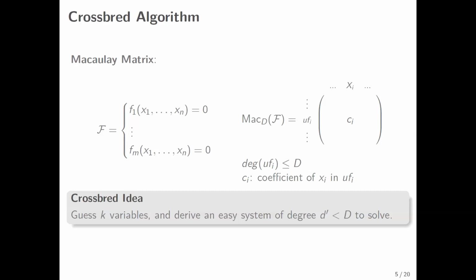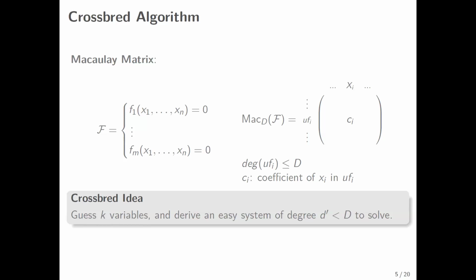Another approach to solve polynomial systems is the crossbred algorithm. The main component of the crossbred algorithm is the Macaulay matrix, which is also the main component of many other polynomial solving techniques that are based on normal form methods. A Macaulay matrix of degree d of a polynomial system is a matrix whose columns are indexed by the monomials up to degree d, and whose rows are indexed by the polynomials of the system multiplied by monomials, as long as the degree does not exceed d.